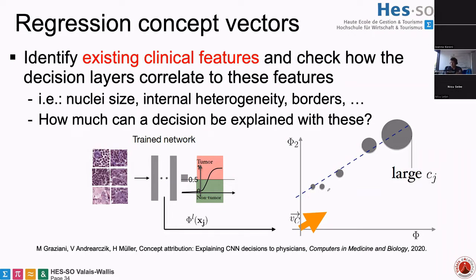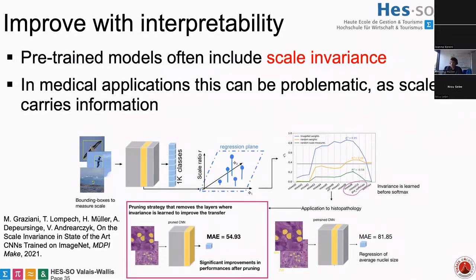So we can say we can explain, I don't know, 30% of the decision making with these features, and we know which features are positively or negatively correlated with it. We can also use it to actually make the results better, because one of the things we often do is use ImageNet pre-trained models for medical tasks. We then fine-tune them because we often don't have enough data available.